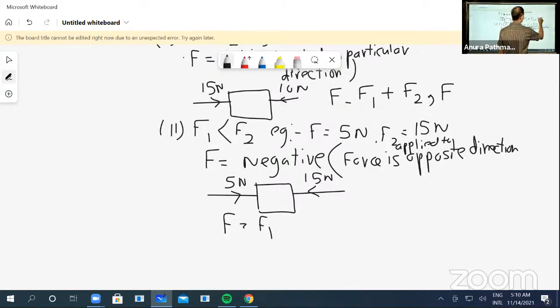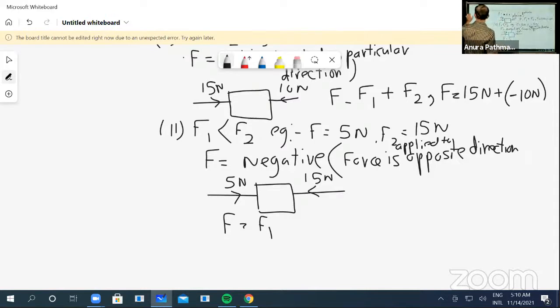Then F equals F1 is 15 Newton, no problem, plus the 10 Newton, that is negative 10 Newton. That is how we have to write it. It is a resultant force, so you have to add that.